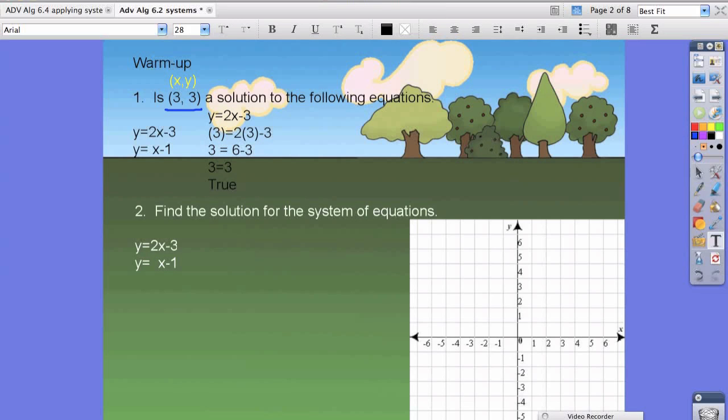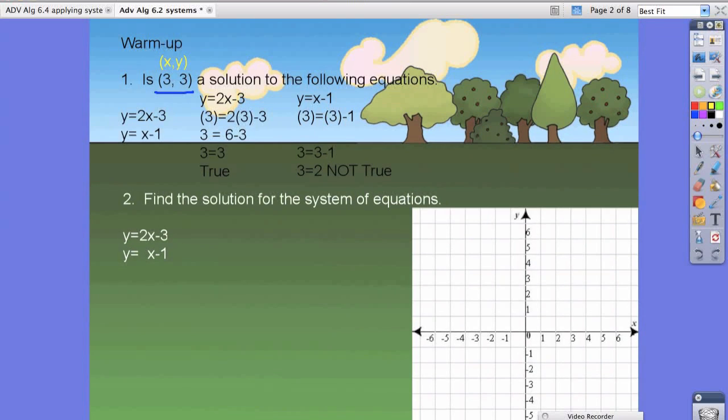Let's try the second one. y equals x minus 1. y is 3, x is 3, minus 1. We get 3 equals 3 minus 1. So finally we have 3 equals 2, which is not true. Therefore, (3, 3) is not a solution to the following equations.